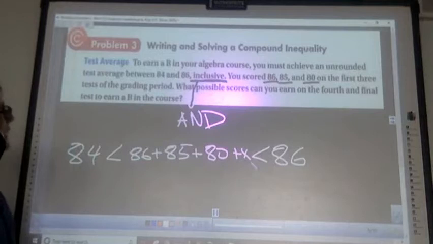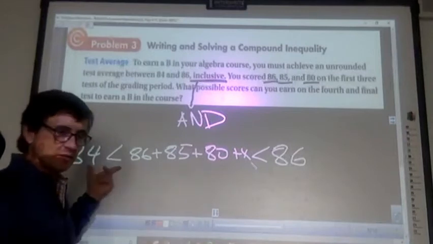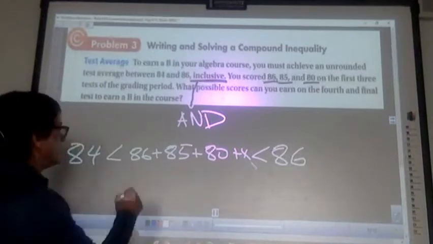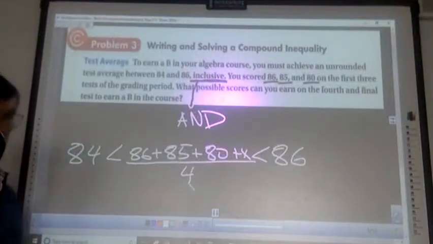Now it said I want an average of a B. How do I get an average of 4 things? Add them and then divide by however many things you have, which in this case is 4. So that's the setup, okay?